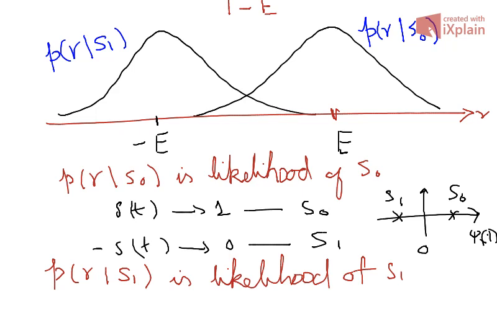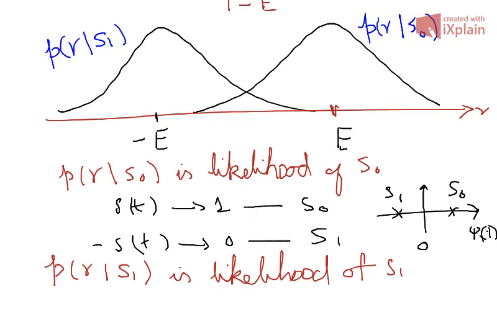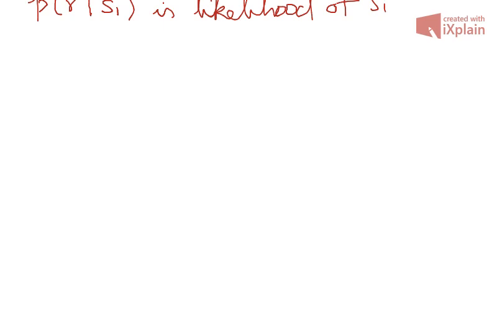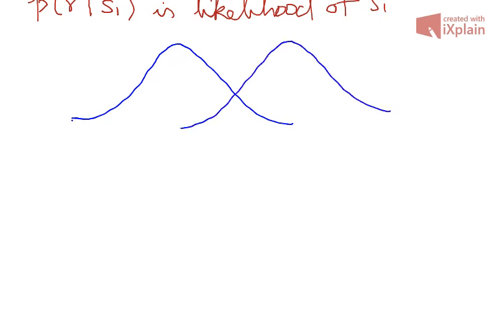Now, how does the detector take a decision? Let's try to have a fresh slide, and I will draw it a bit more accurately. With this fresh slide, suppose we have these two conditional PDFs, right? Okay, let me draw it here.